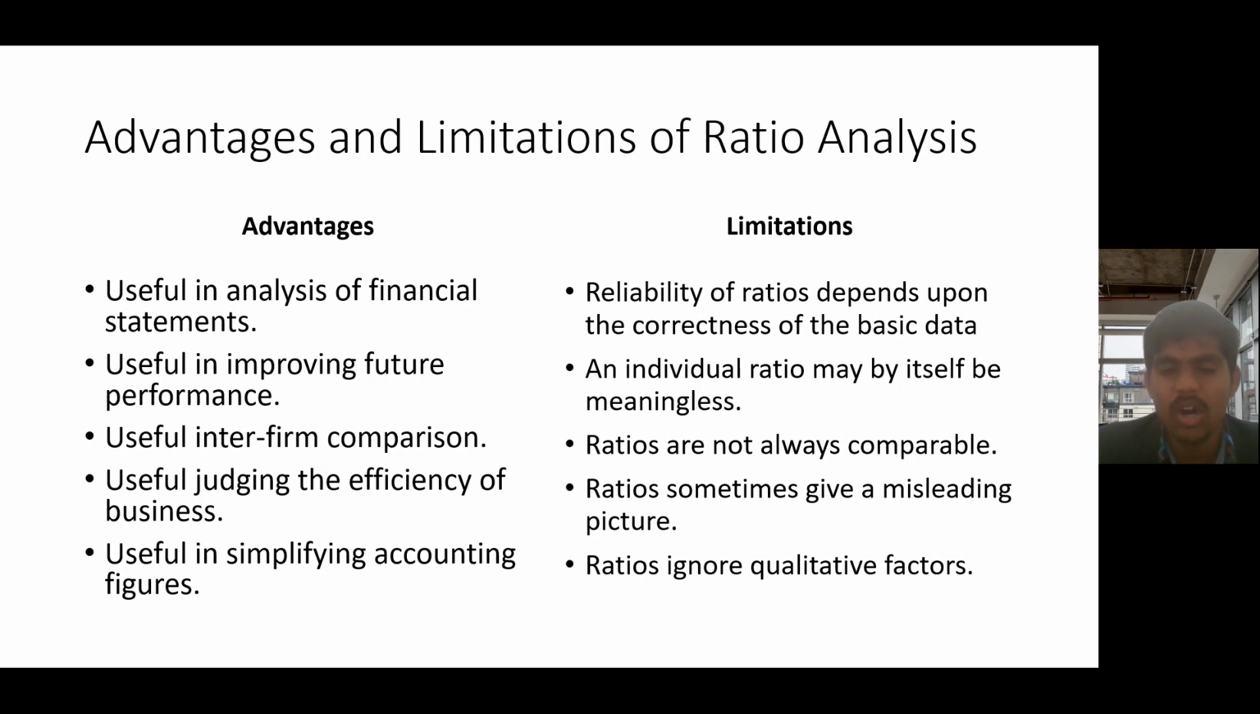And ratios are not always comparable. Some ratios cannot be compared. For example, take the fixed asset ratio. It depends on the companies: certain companies will have more fixed assets and certain companies will have very few fixed assets. Because of that we cannot compare, so ratios are not always comparable.